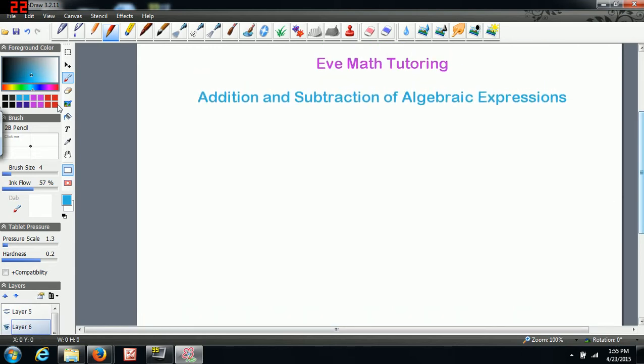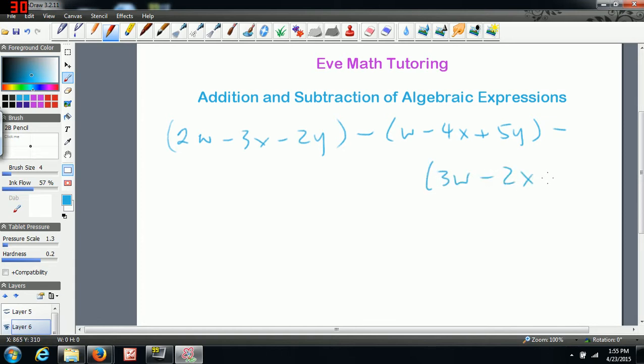Okay, now let's try something a little bit more complicated. So maybe something like the following. Okay, let's start with something like this first. So 2w minus 3x minus 2y in brackets minus w minus 4x plus 5y minus 3w minus 2x minus y. So say you're asked to simplify something like this. Simplify. Okay? So what you're going to do first is open up the bracket.